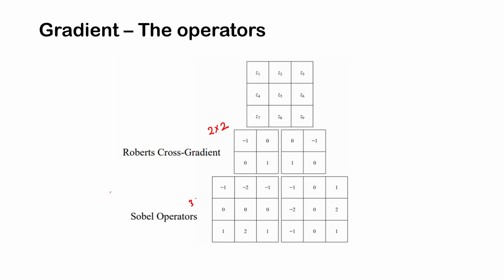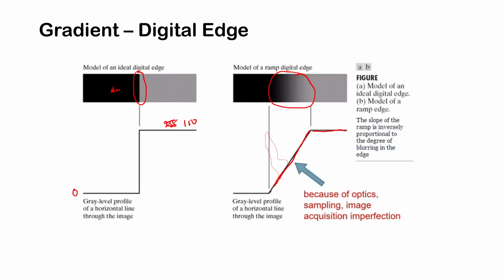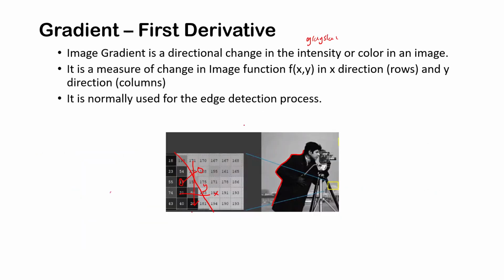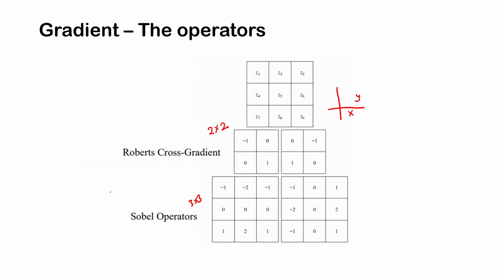The Sobel operator is 3x3, and there are two of them, because they look at the two axes, y and x. The image function changes in the x direction and the y direction, so we have to do it two times to get the final magnitude. There are two directions, x and y.